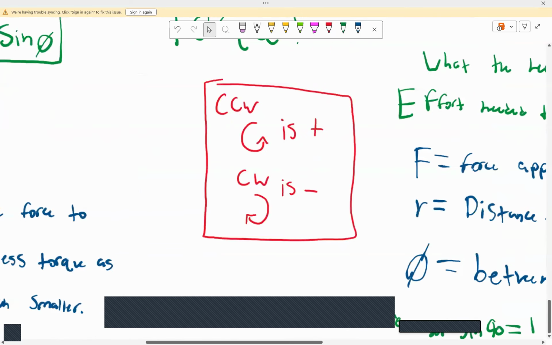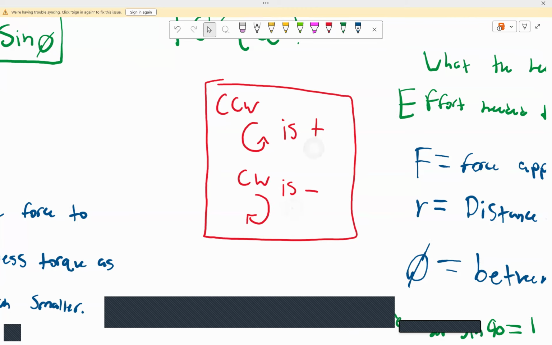Another convention, which is kind of confusing, is if you're going counterclockwise, so if you're going from 12 to 11 o'clock, right? Then that will be positive torque. Whereas if you're going clockwise, so from 12 to 1, 1 to 2, that will be negative torque.